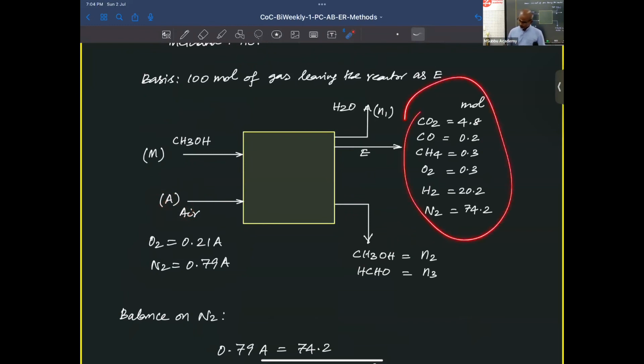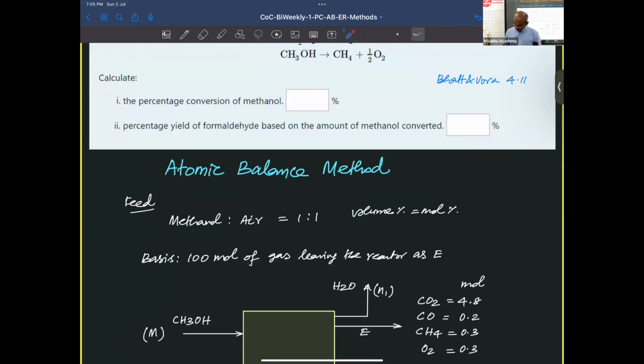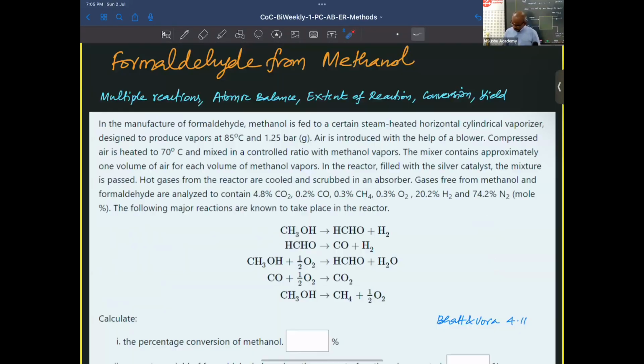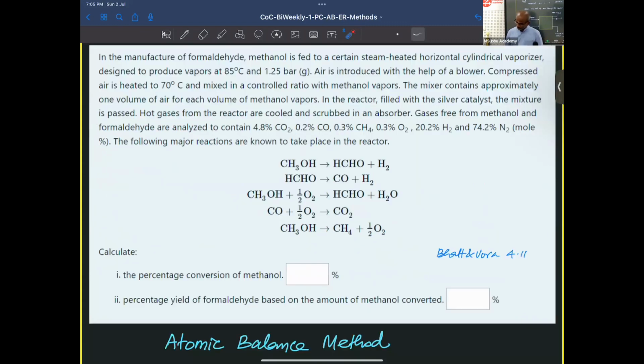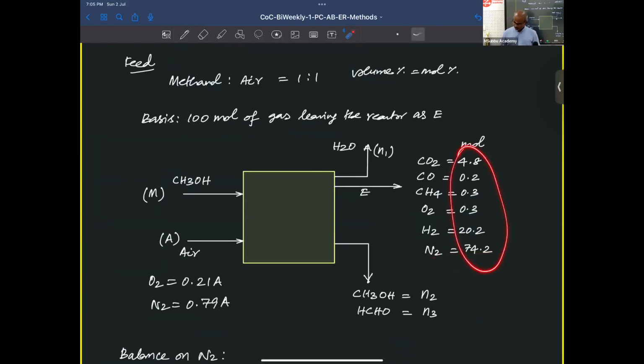And we have the composition of the E, which is CO2, CO, CH4, O2, H2, N2. I have just taken this data. And also you check that this is totaling to 100. Then only the composition is completely given. Okay, that is also coming to 100. Let us not worry much.